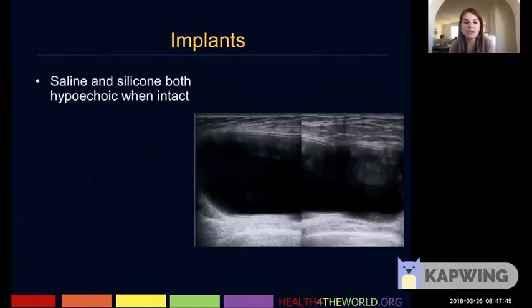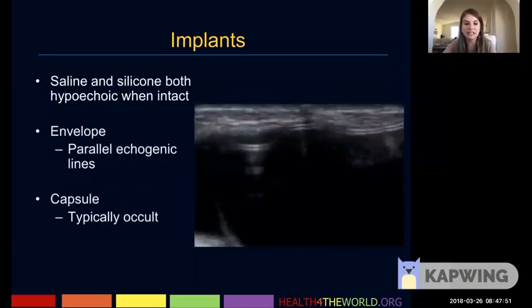Saline and silicone are going to look similar. They're going to both look hypoechoic when intact, as in here. You're going to see the envelope. That's going to be these parallel echogenic lines. The implant capsule is typically occult. We don't really see that on ultrasound, but you will see the envelope. Again, those parallel echogenic lines of the envelope.